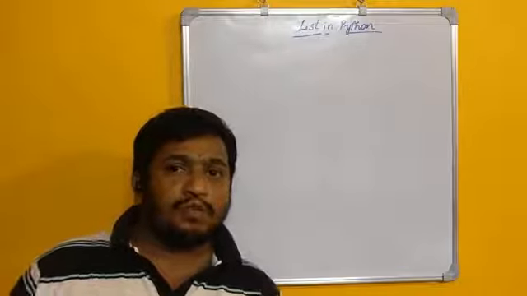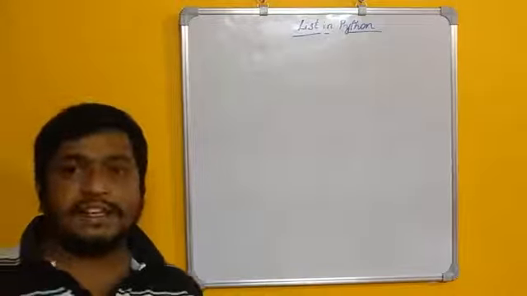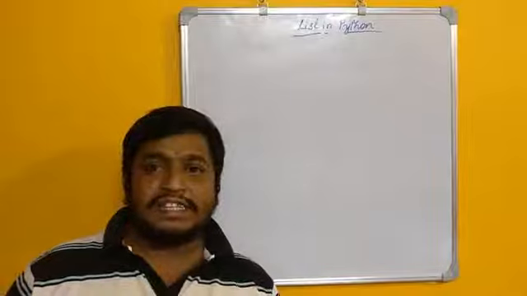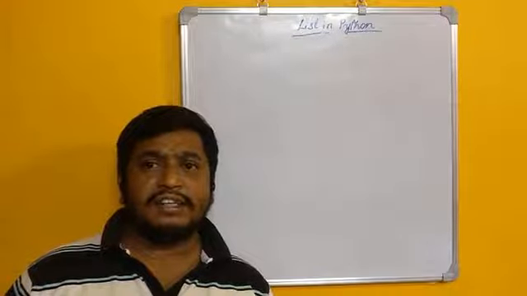Sequence is used to process this group of elements. And to do this, there are many sequence types like strings, lists, dictionaries, tuples. These are useful to do indexing and slicing. So today we will see what is list.